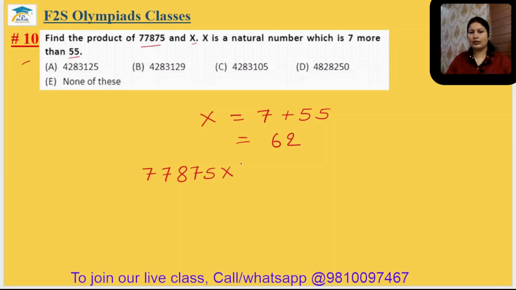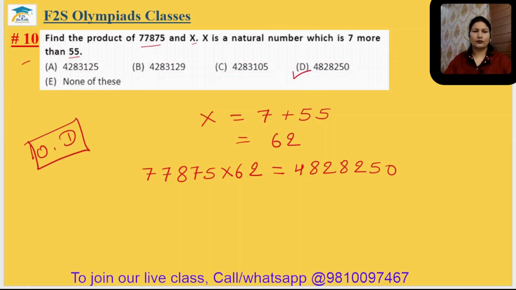77875 multiplied by 62. You just write this 77,875 in your notebook. Multiply it with 62. You will get 4828,250. That is in the option number D. So 10th answer is option D.